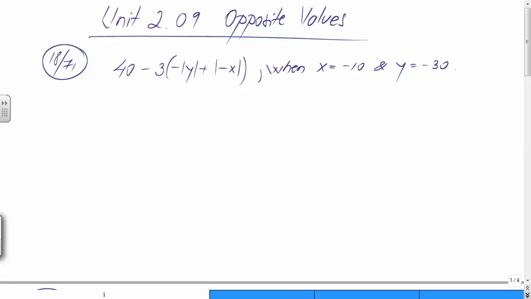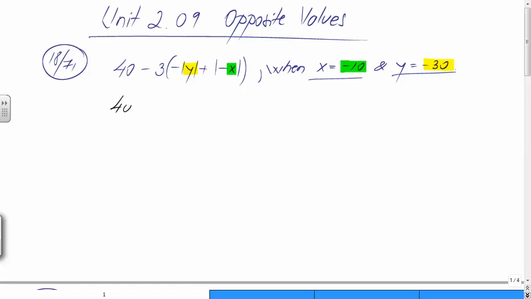As you can see, you're required to simplify or basically evaluate the expression when your x equals -10 and your y equals -30. As always, when you have to evaluate expressions for certain values of your variables, you will take your variables and plug them in wherever they are, right? So instead of x, I'm going to put -10. Instead of y, I will put -30, and be careful how I'm doing it, right?